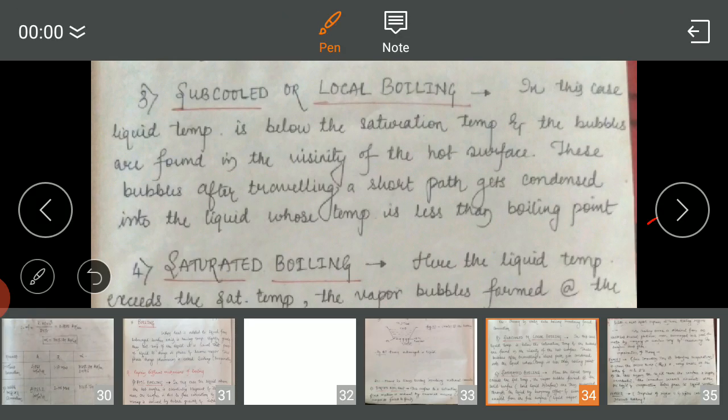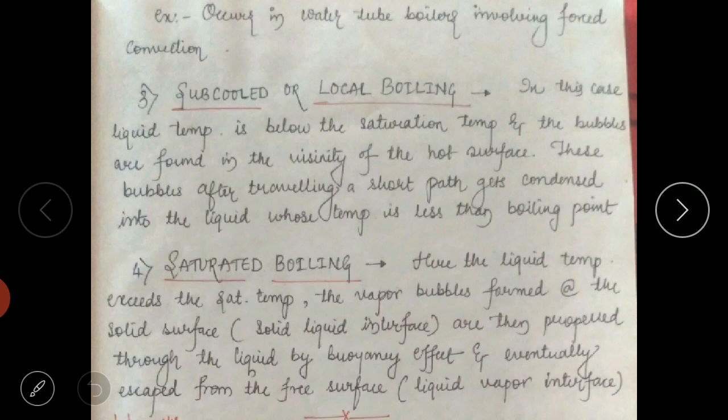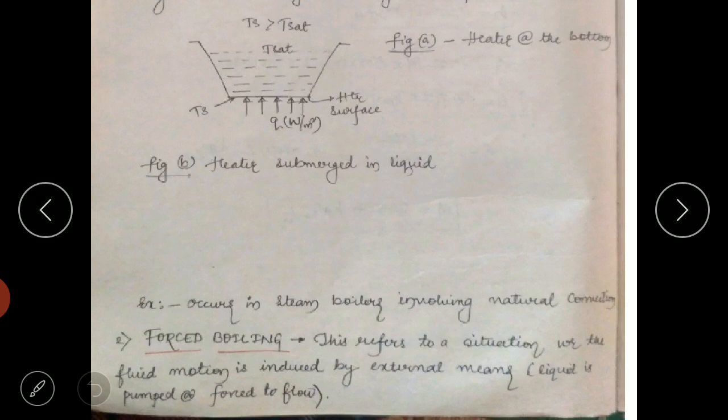Proceeding further, there may be another question in the exam: with a neat sketch, explain boiling regimes. This is very important. Boiling regimes are explained in 3 phases: phase 1, phase 2, phase 3. Phase 1 is the free convection zone, where heat transfer happens because of the buoyancy effect. Initially the bottom layer, which is in close contact with the coil surface, gets heated up first.